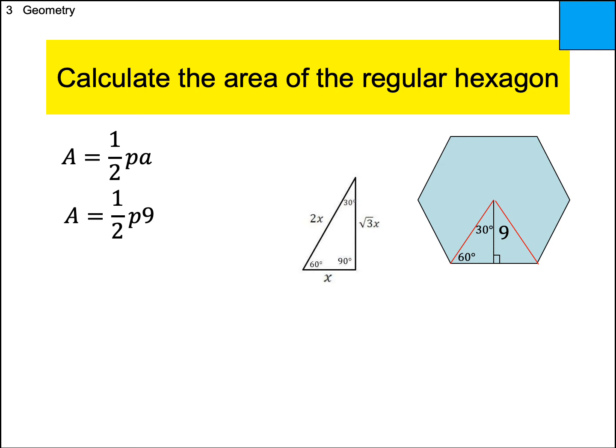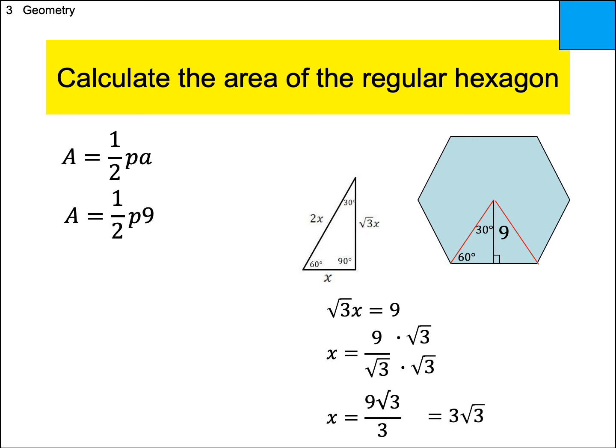We're trying to find out what x is, and we know the long leg is root 3 times x, and that is equal to 9. Does that make sense? You following along? That was our only given: the apothem was 9. So we simply solve for x. We divide both sides by root 3, then rationalize, top and bottom times root 3. So we get 9 root 3 over 3, which reduces to 3 root 3.